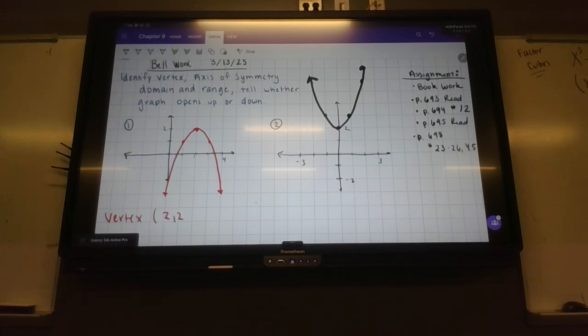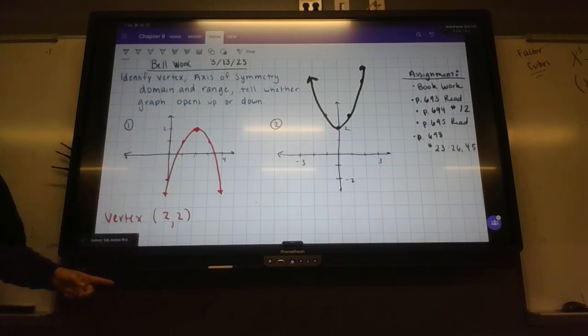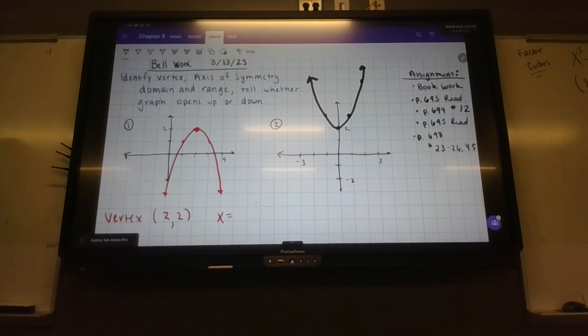2,2. You guys see that vertex? Thumbs up if you got the vertex right. Moises did. You got the vertex? Vertex 2,2. All right. Axis of symmetry. Vladimir. Maybe I put the dashed line in here.